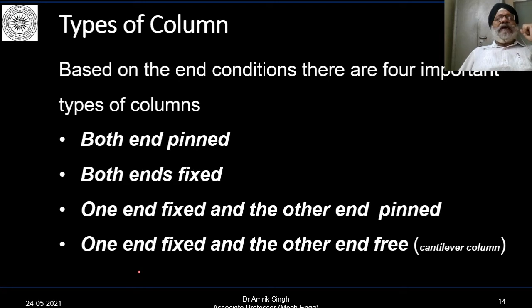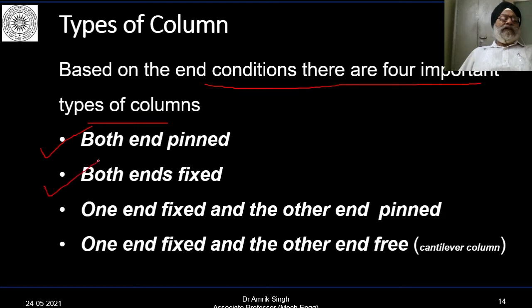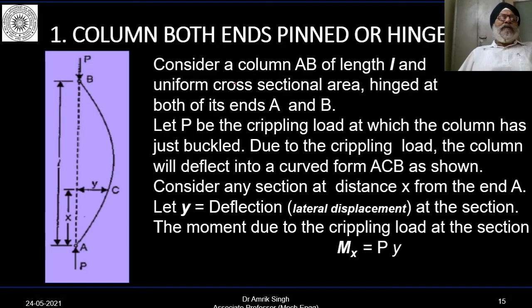Now the types of column. Based on the end conditions, we have classified them into 4 parts. Mind you, there were 3 end conditions, but we have classified them into 4 parts. First case is when both the ends are pinned or hinged. Second is when both ends are fixed. Third is when one end is pinned and another end is fixed. And fourth is one end is fixed and another end is free. So it is a cantilever column also, sometimes we call it. So we will analyze each case one by one.